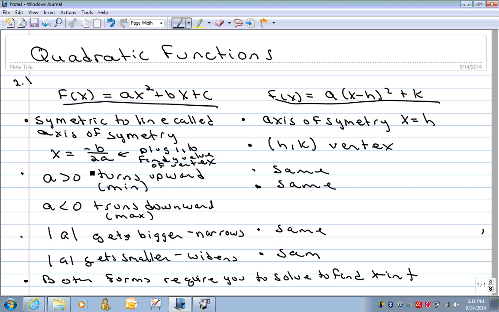In contrast, in this form, which is a great form, your value of h and k is the vertex, and the axis of symmetry is x equals h. So this is a little quicker when you're looking for vertex or axis of symmetry.